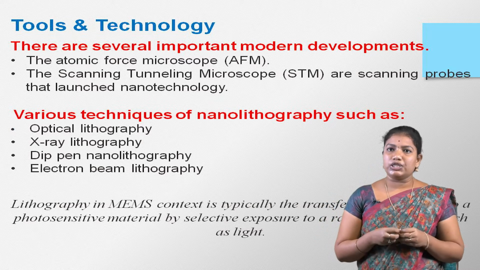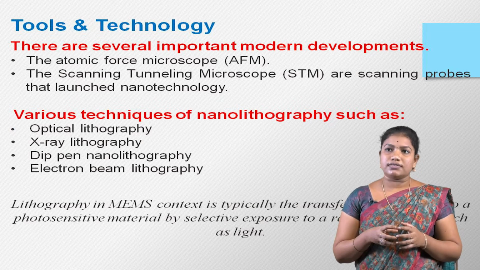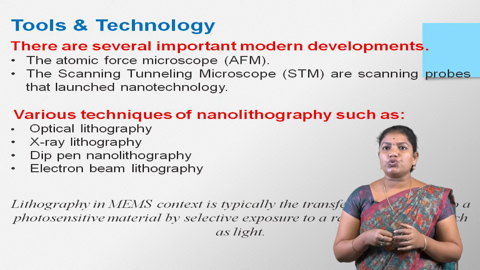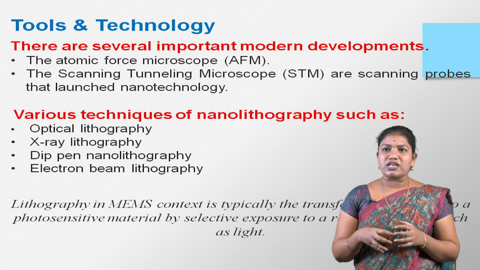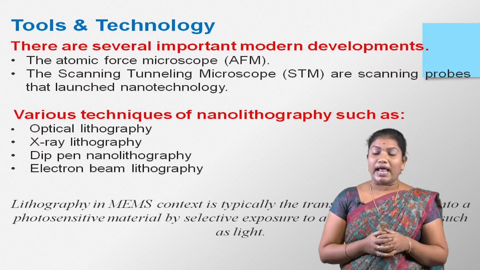The next one, X-ray lithography. X-ray lithography is a process used in the semiconductor device fabrication industry to selectively remove parts of a thin film of photoresist. And the next one, dip pen nanolithography.